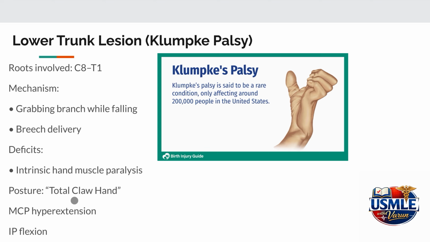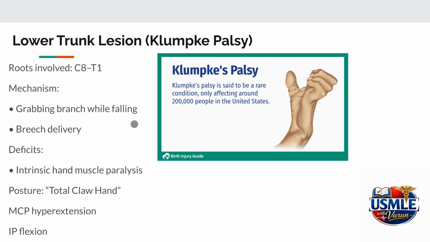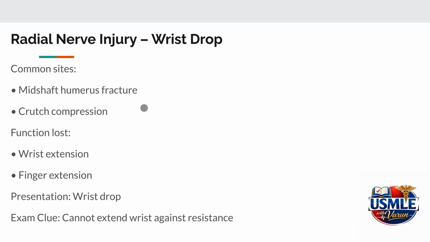The posture is total claw hand, which is characterized by hyperextension of the metacarpophalangeal joints and flexion at the interphalangeal joints. Hyperextension at the metacarpophalangeal joints, flexion at the interphalangeal joints.